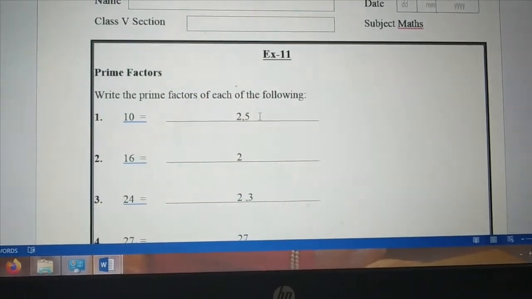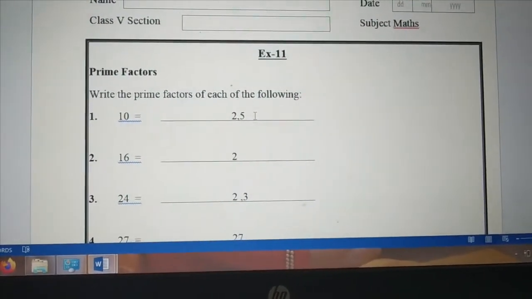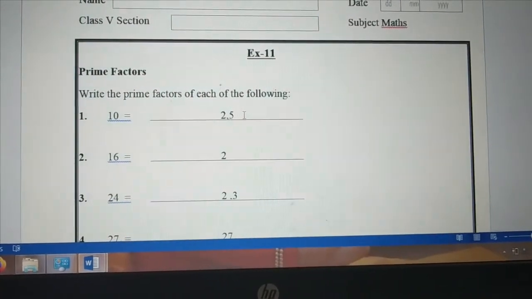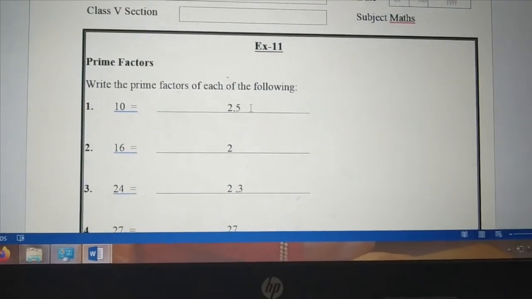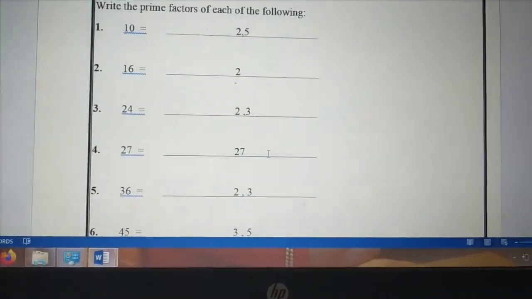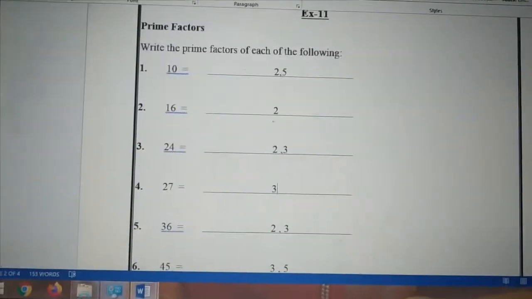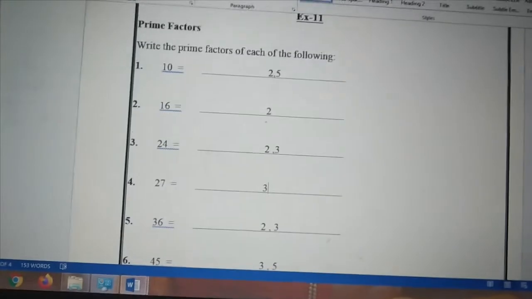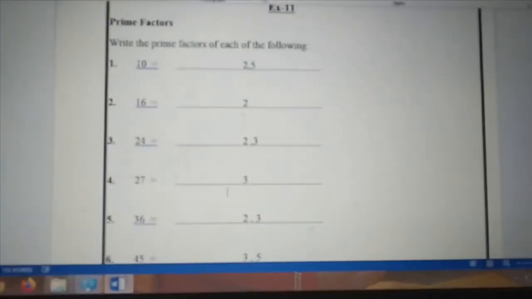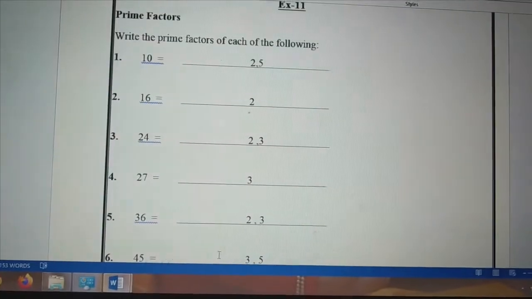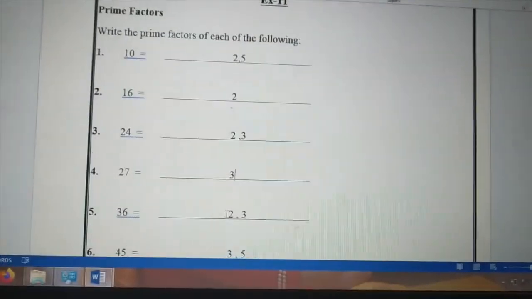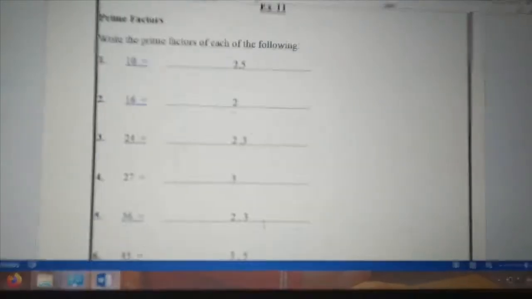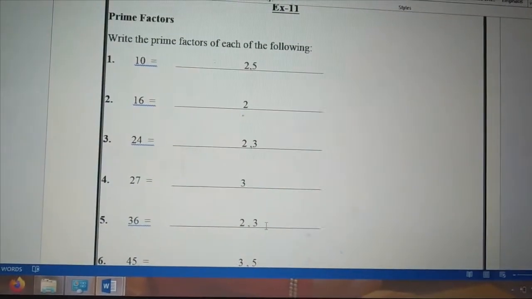For 24 the factors are 1, 2, 3, 4, 6, 8, 12 and 24, and you can see that the prime factors are 2 and 3. 27: for 27 the factors are 1, 3, 9 and 27, and among these numbers 3 is the only prime number, so the prime factor is 3. For 36 the factors are 1, 2, 3, 4, 6, 9, 12, 18 and 36, and among these numbers only 2 and 3 are the prime numbers, so the prime factors are 2 and 3.